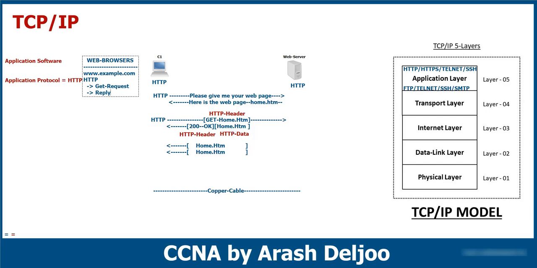As you can see here, we have one interesting fact: the HTTP of the source is now talking with the HTTP of the destination. This is same-layer interaction, meaning the application layer of the C1 is now talking with the application layer of the web server. If you are using FTP, we again have the same function. If you are using other protocols, for example SMTP, again we have the same condition. So for all of the protocols, we have the same-layer interaction in TCP/IP.